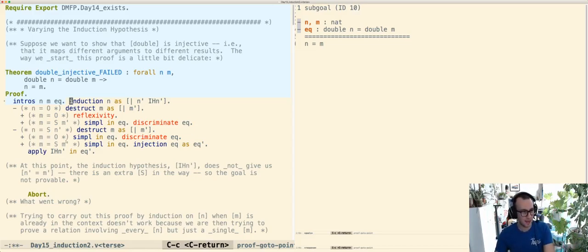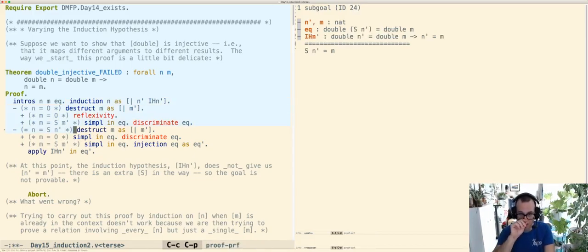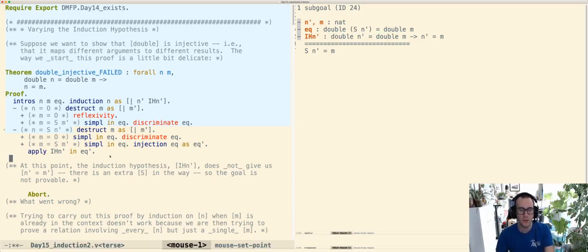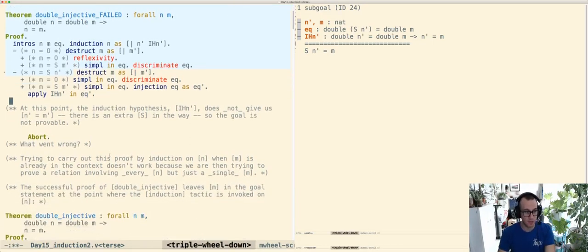And that's why when we get here, you can see the seeds of our own destruction were already sown by the time we got to the inductive case, right? This is double n prime equals double m. But really we want that, this is for the original m. We want this to be for m prime so that our IH is useful at all. What do we do? We need to do what's called varying the induction hypothesis or generalizing the induction hypothesis.